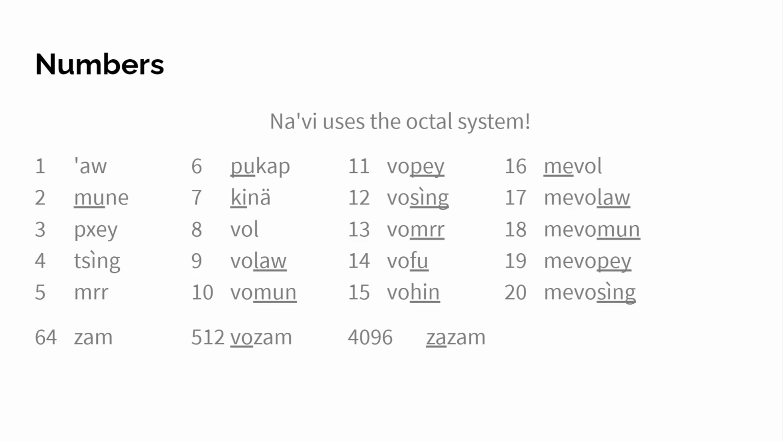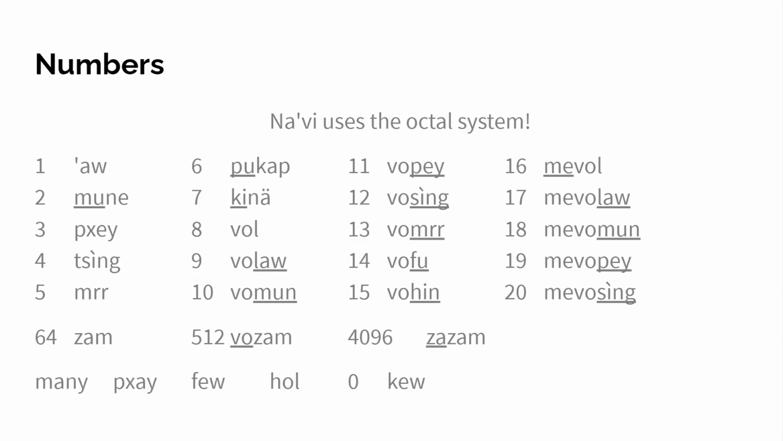It looks weird that I now have specific words for 64 and 512 and 4096. That is because, like I said, the NATVI use the octal system. And in octal, 64 actually is 100, 512 is 1000, and 4096 is actually 10,000. So for the NATVI, these are basically the round numbers.